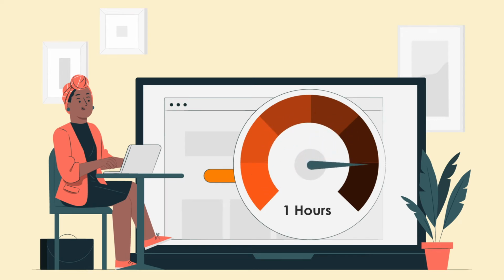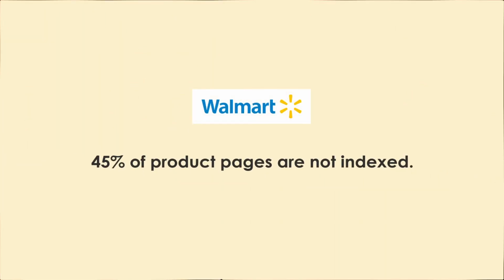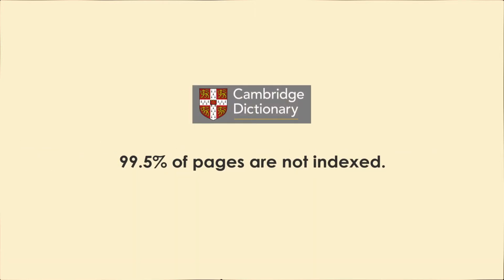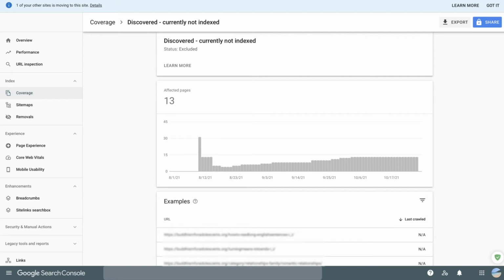hours, if not instantly. According to OneLee, 45% of the pages on Walmart's website aren't indexed. It's even worse for dictionary.cambridge.org, which has 99.5% of pages waiting for Google's mercy. Thinking this happens only with bigger and enterprise-level websites? That isn't entirely true. There exist smaller websites that go unnoticed by Google bots.